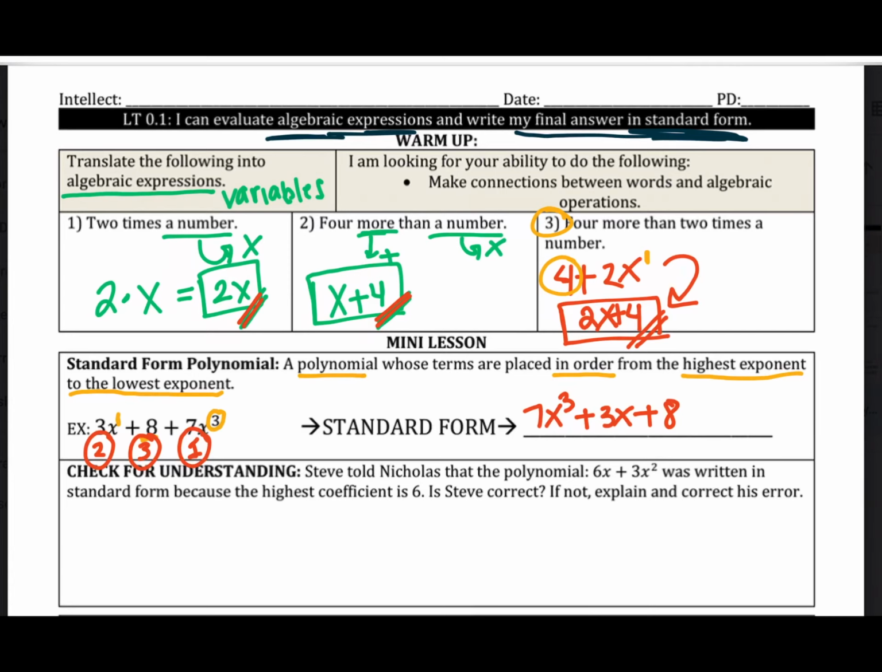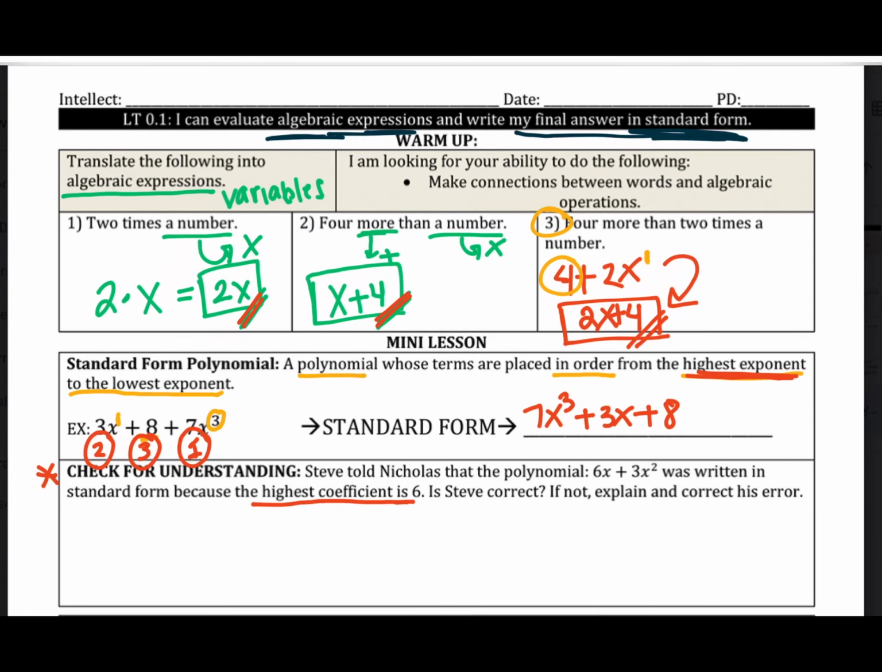So let's check for some understanding. What if Steve told Nicholas that the polynomial 6x plus 3x squared was written in standard form because the highest coefficient is 6? Is Steve correct? If not, explain and correct his error. So let's go back to the definition. Should it be the highest coefficient or the highest exponent?